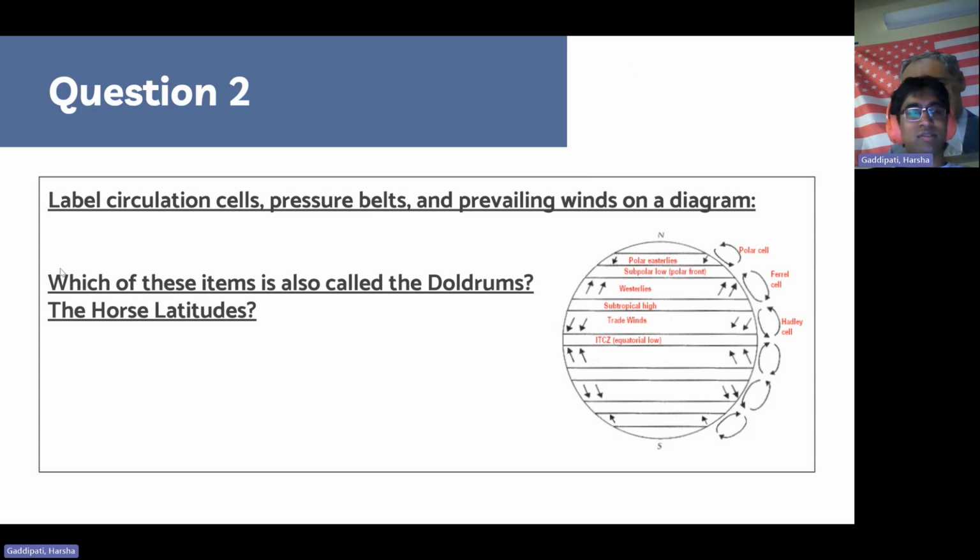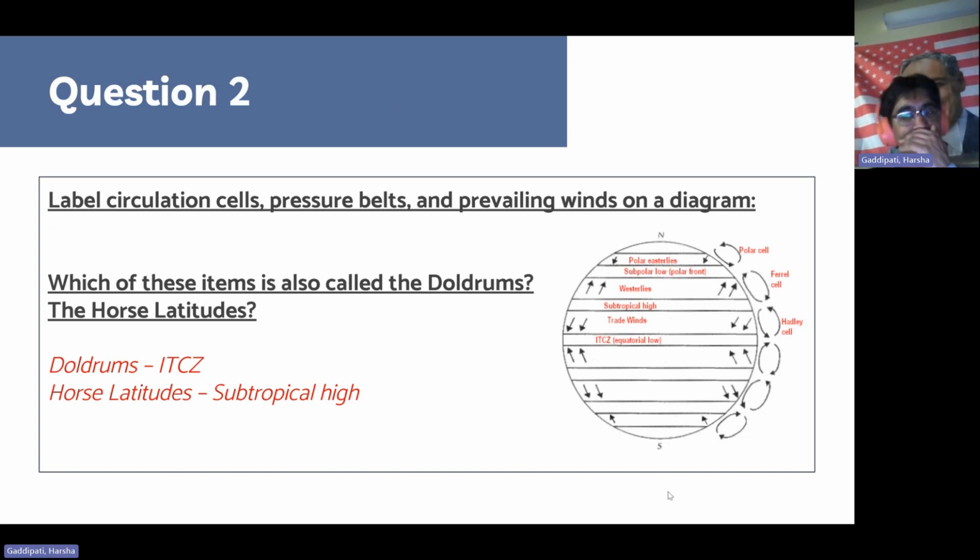All right, so let's see the answer. The doldrums are just going to be the ITCZ, or the equatorial low, and the subtropical high is just the horse latitudes. And again, if you don't know this, not a big deal. You have plenty of time before you have your regionals, so don't stress.